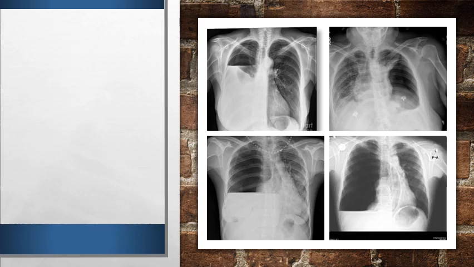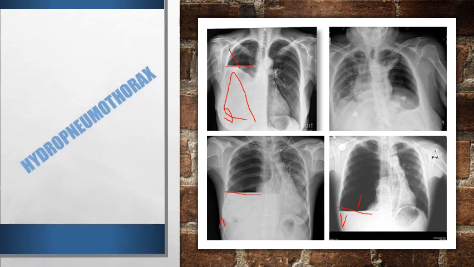So here in these four X-ray films, we have homogeneous opacity, obliterated costophrenic angle, but not rising to the axilla. It has a stenciled border or air fluid level, called air fluid level. Here, homogeneous opacity, obliterating the costophrenic angle, and a stenciled border or air fluid border. Here, like this, homogeneous opacity, obliteration of the costophrenic angle. Obliteration of the costophrenic angle means effusion. Not rising to the axilla means it's not simple effusion. There is another pathology. The pathology here is presence of air above the fluid, called hydropneumothorax. Presence of both air and fluid.